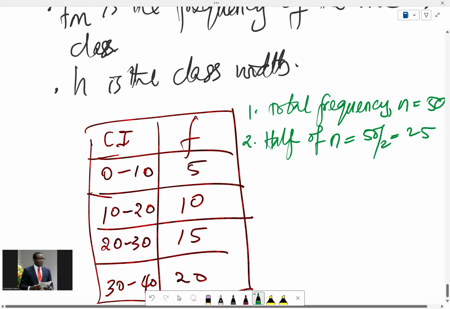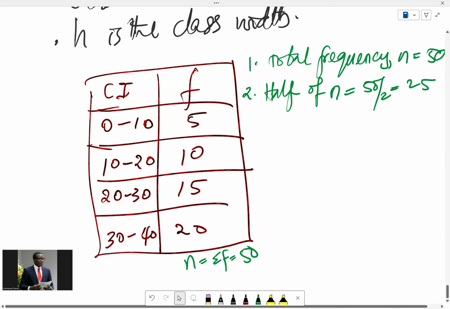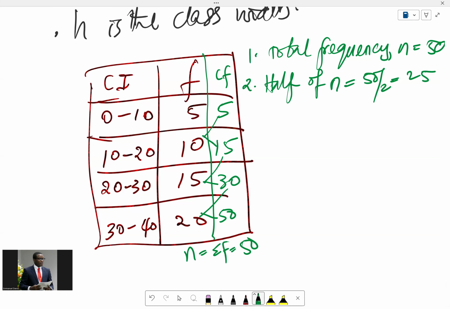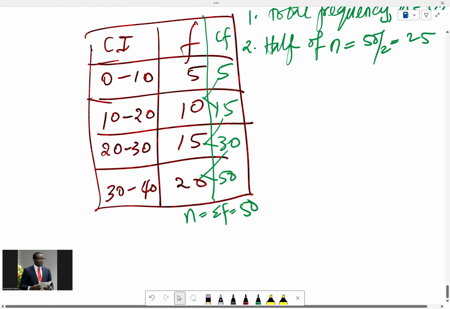Now, when you talk about the cumulative frequencies, I think it's always best to use the table. So the cumulative frequencies: from 0 to 10, that's 5. For 10 to 20, cumulative frequency 5 plus 10, that's 15. Now 15 plus 15, that's 30. And 30 plus 20 gives you 50. So that's how cumulative goes. The cumulative frequencies are 5, 15, 30, and 50. Another thing you want to do is get the median class.